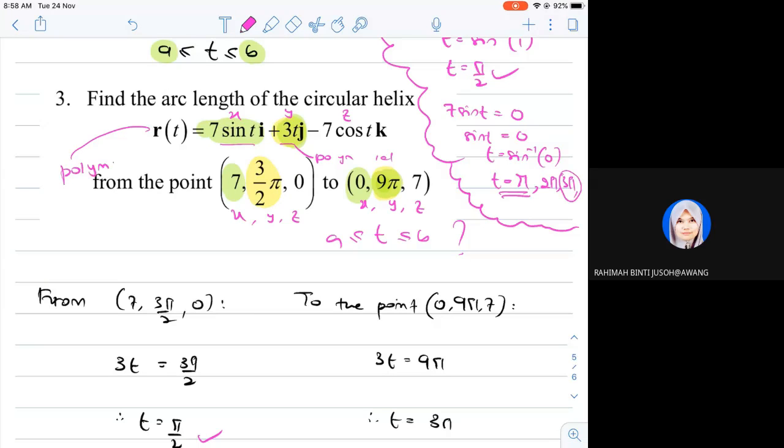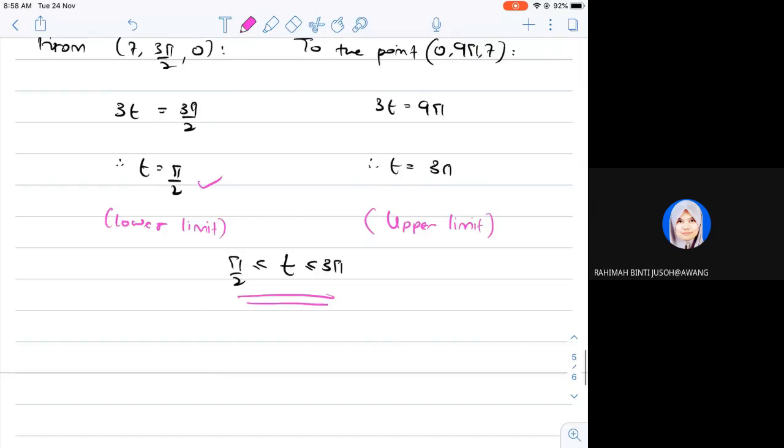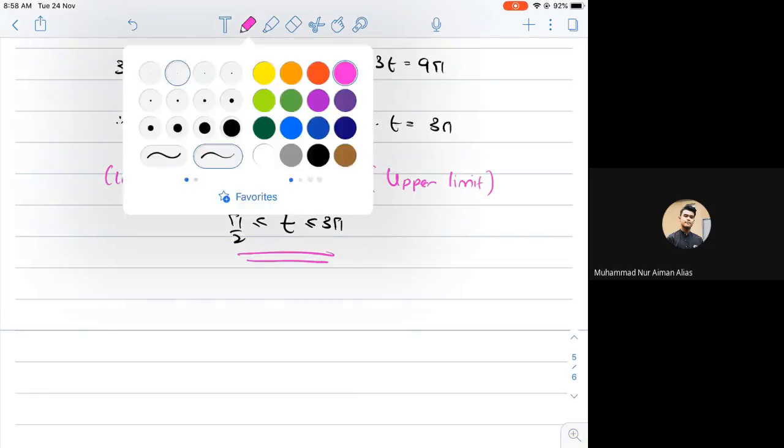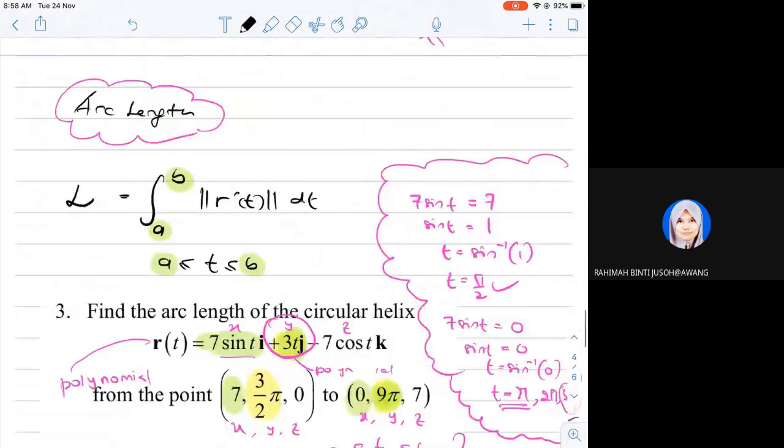Polynomial. It doesn't matter whether it sits in component X or component Y, as long as it is a polynomial. It will be easier for you to find the interval by considering the polynomial function. So in this case, we consider this polynomial. Understand guys? How to find the limit, the interval? Okay, good.